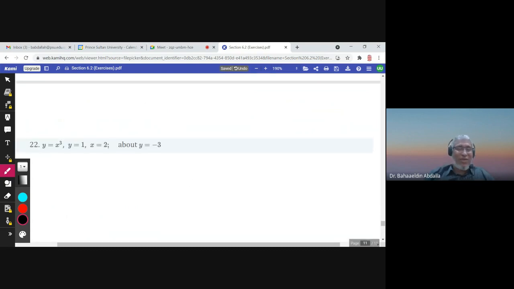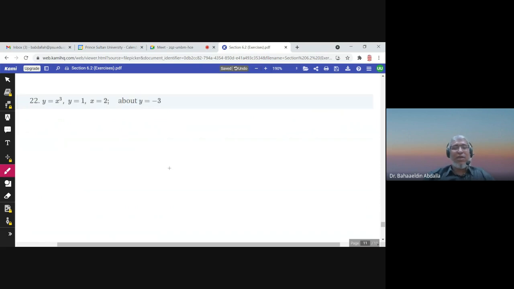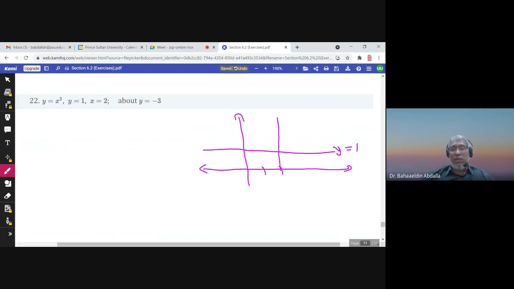Still another two examples. I'm sorry it's too long, but I wanted to solve a lot of questions about this idea. Hopefully you will understand everything about it. So y equals 1, this line, x equals 2, this line, and y equals x cubed, it is this one. Okay. If y is 1, x cubed would be 1, so x would be 1. So this is the curve, y equals x cubed.